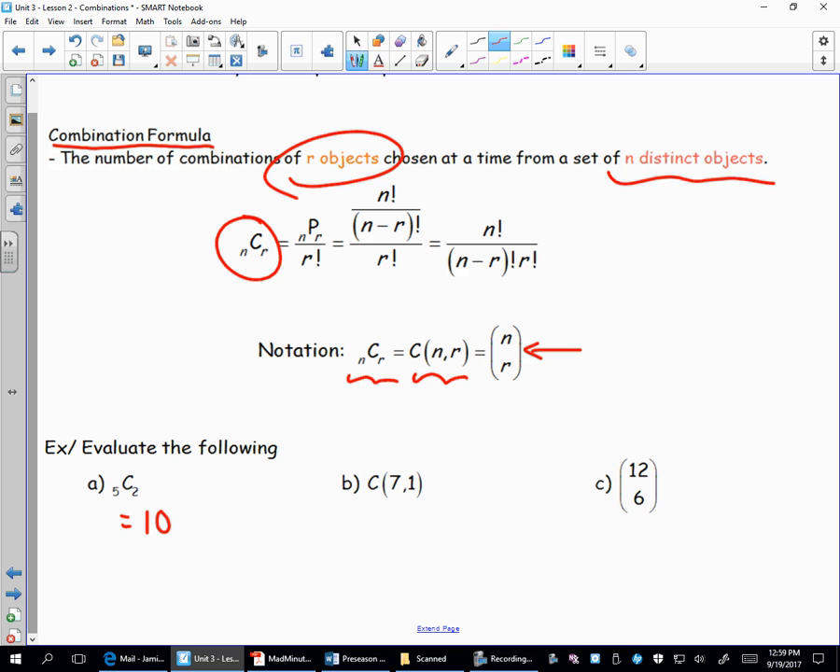So it's 5 objects. We're choosing 2 at a time. We can do 7C1, which means 7 objects, and we want 1 of them. Well, there's 7 different choices. Or 12C6, and you should get 924. As I said, we use these notations interchangeably, but I'm going to use the first one 99% of the time, just to make life easier, so I can tell a combination apart from a permutation.